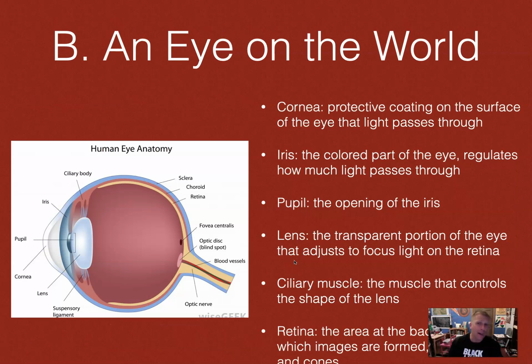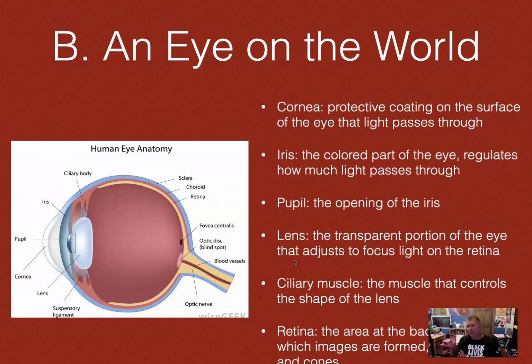And all that fun stuff. So the parts of the eye, you have the cornea, which is the protective coating on the surface of the eye that the light passes through. The iris is the colored part of our eye that we like, the blue or the green or the brown or hazel or whatever you have. The pupil is the opening of the iris, and then the lens is the transparent portion of the eye that adjusts the focus of light on the retina.